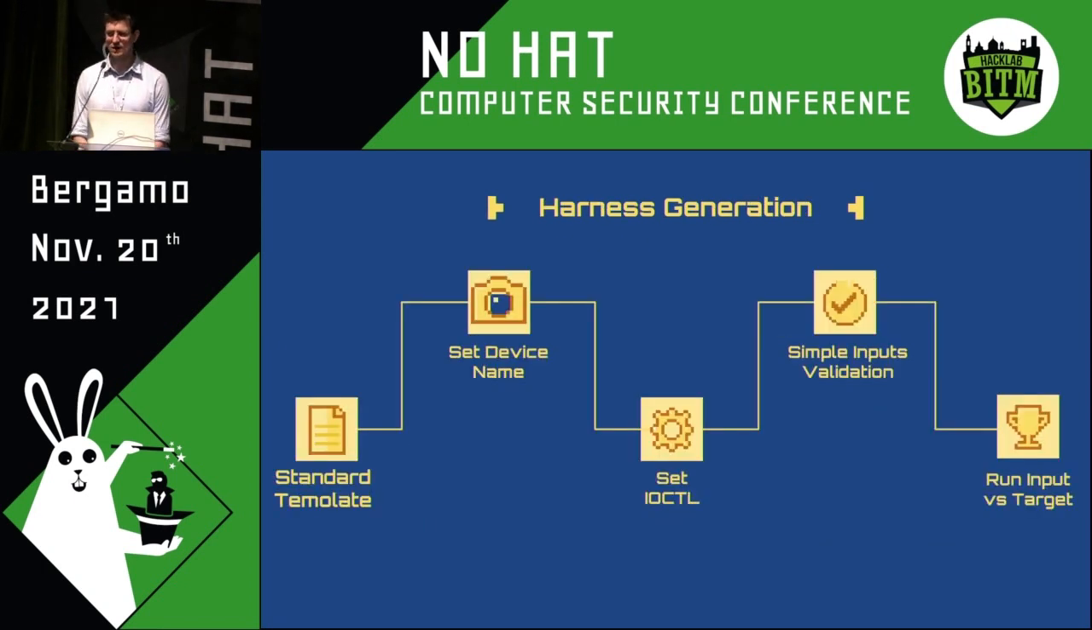Once we have all that, we proceed to the part of our harness generation. Now, the cool thing about yoctals is that they have pretty much a determined API. I mean, we know how to talk to them. So we can start with some standard template of a harness. And then, with the things we discovered in the previous process, we can actually update the device names, the yoctals, and we do some simple input validation. You can think of it as sort of a very, very basic grammar. Once we have all that, we run it against our target. We'll see in a moment how this harness actually looks like.